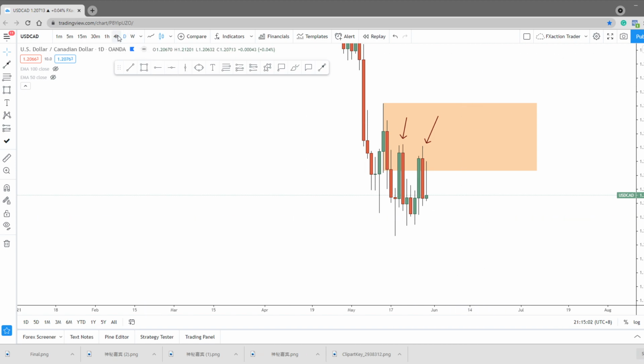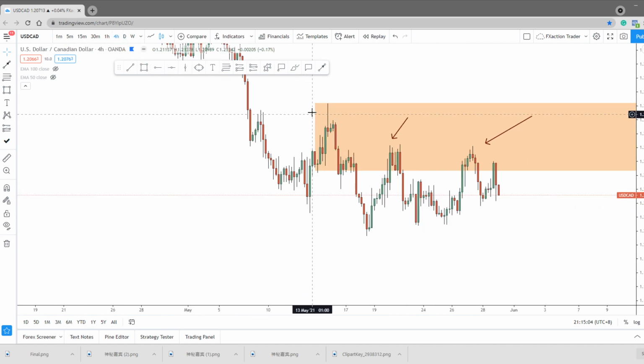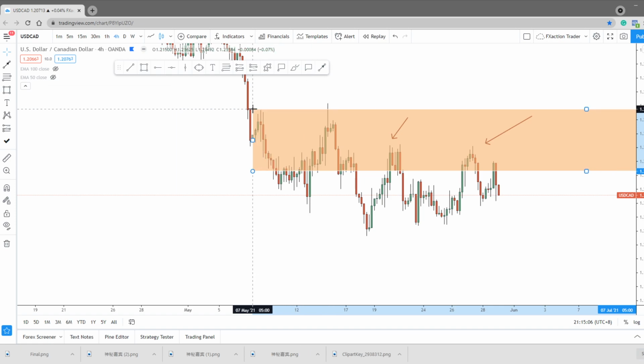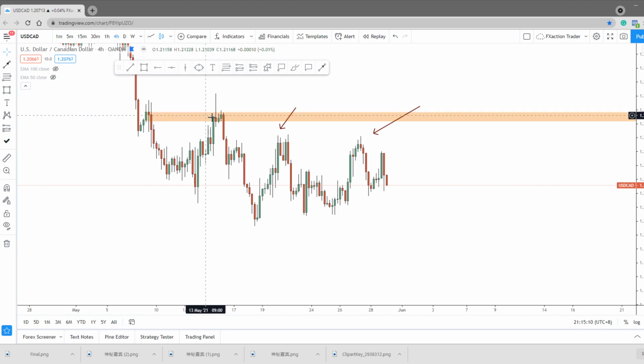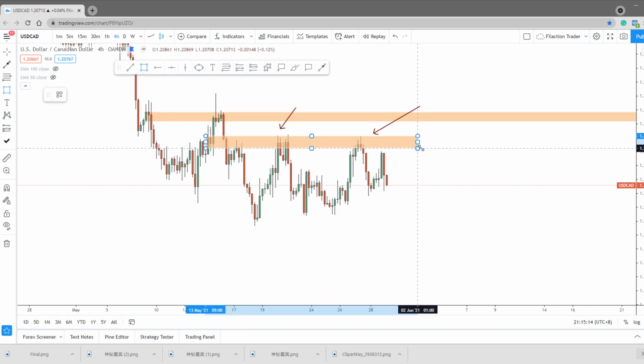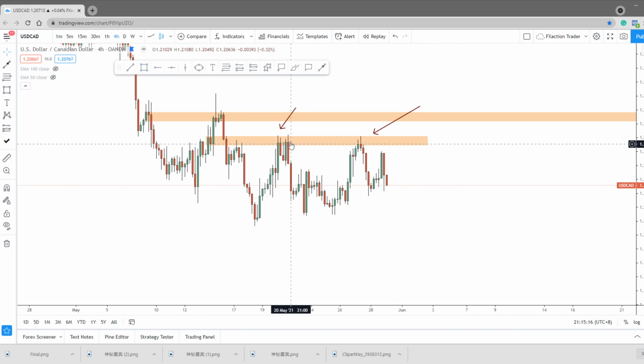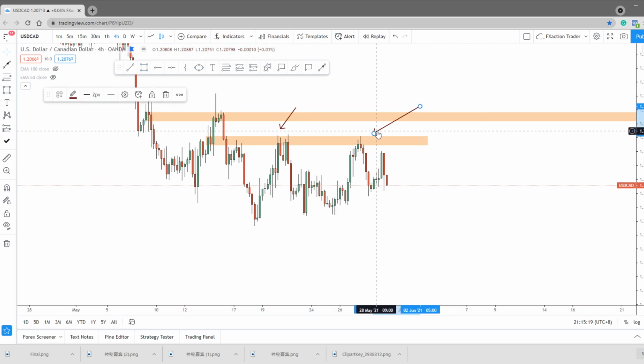On H4, we can see a better picture. So let us narrow down. We can draw like this. This is the first key level, and this is the second key level. So in other words, we are still in a sell trend.